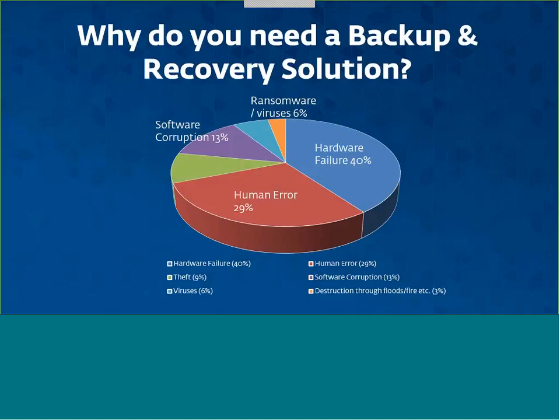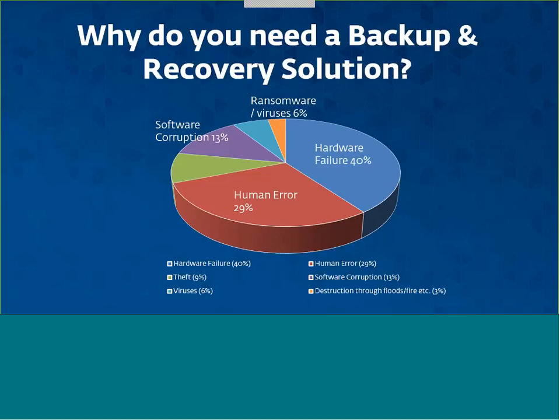So what we're listing on screen at the moment is basically a couple of reasons for data loss, and these statistics are obviously obtained out of the United States because that's where this information is readily available. But what you can see is that hardware failure and human error are by far the most likely reasons for data loss, with 40% and 29% respectively. Then there's also software corruption and theft, which are next in line with 13 and 9%.